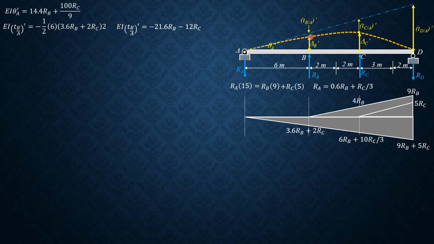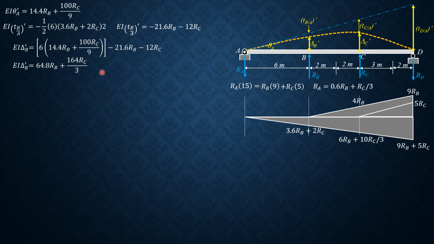Then we can now solve delta B prime. It is equal to 6 theta A, where theta A is treated positive. As long as this is positive, then minus deviation of B relative to A prime. Or we just add because this is already negative. So 6 times theta A prime, then minus 21.6 RB minus 12 R sub C, this deviation of B relative to A prime. So combining like terms, EI delta B prime equals 64.8 RB plus 164 over 3 R sub C.